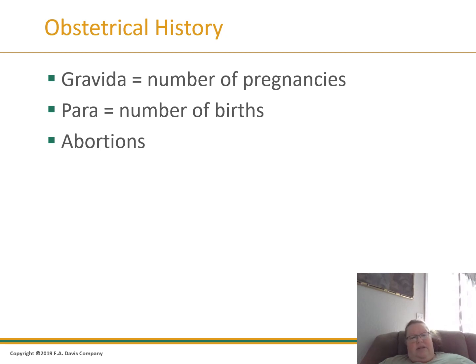So, obstetric history. Gravida means the number of pregnancies. So, if somebody's a gravida 5, para 3, that means that they might be pregnant, they had miscarried one, and they had 3 children. So remember, gravida 5, para 3, AB1, and currently pregnant. Got it? Probably not. We'll go over that again when we get to obstetrics, though.